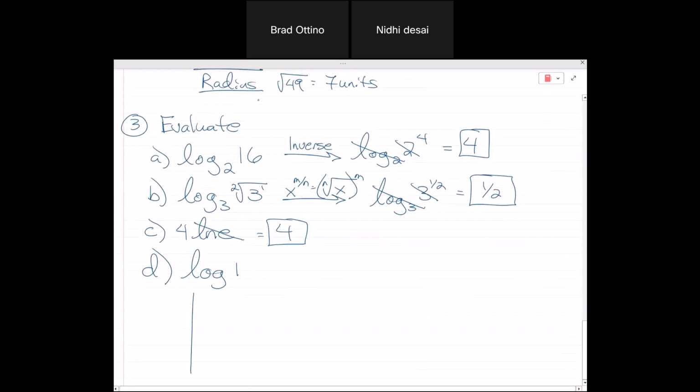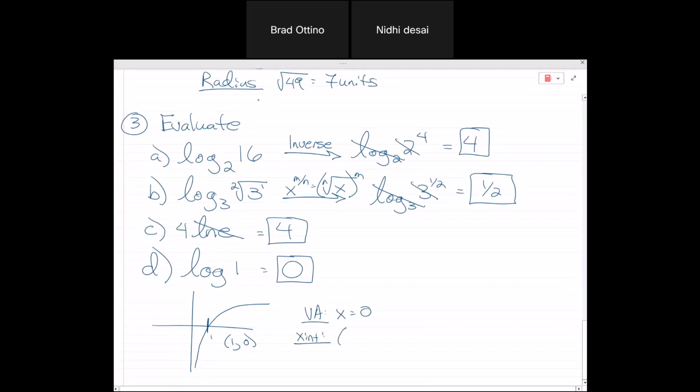So the graph of log looks like this. And at 1, when x is 1, y is 0. That's the graph of log, and that's the graph of natural log. Okay. So remember the graph of log kind of looks like a hockey stick like this. We have a vertical asymptote where x is 0, and we also have an x-intercept of 1. Okay. So that's why log of 1 and natural log of 1 are both 0.